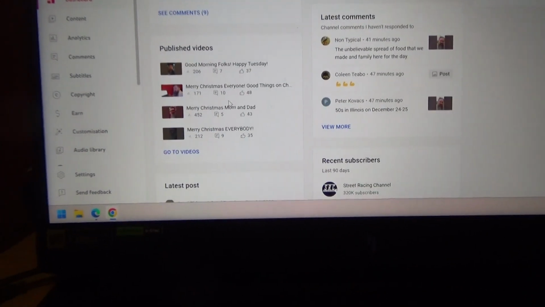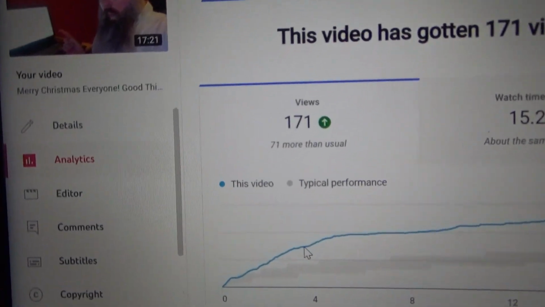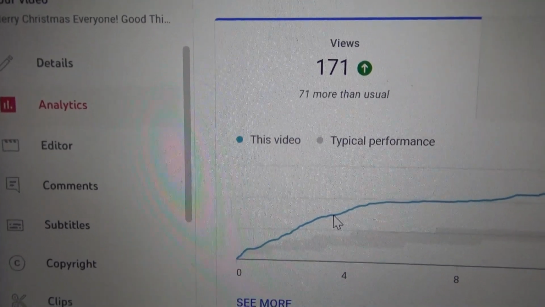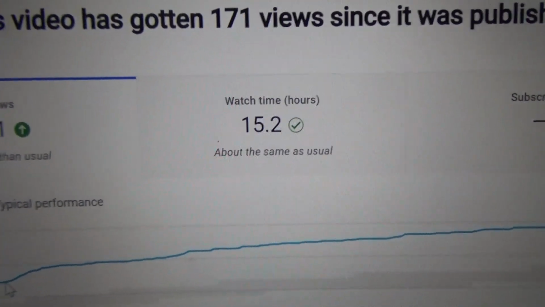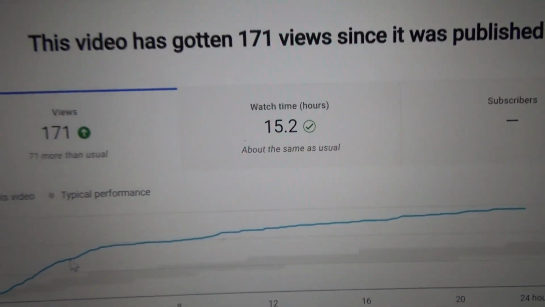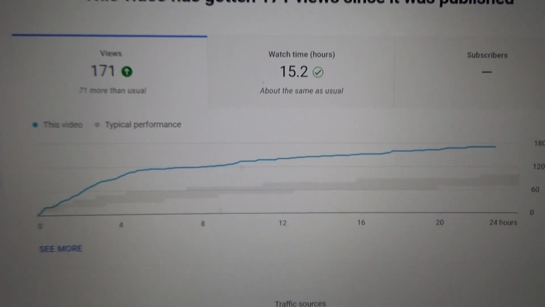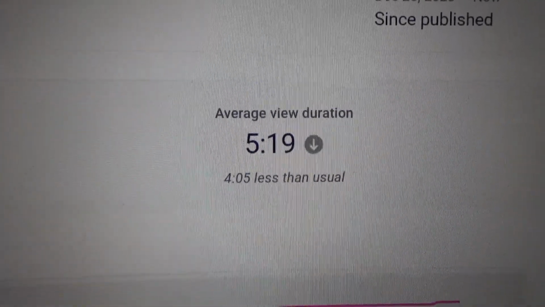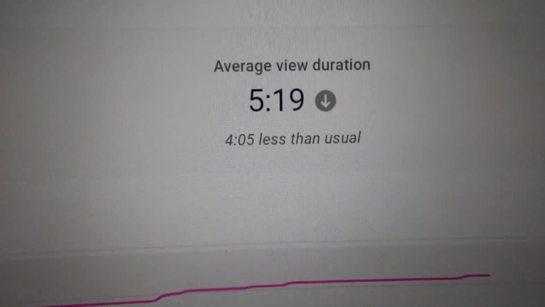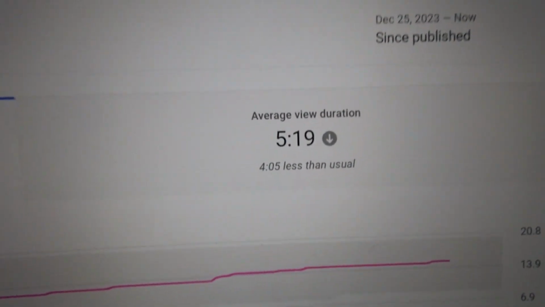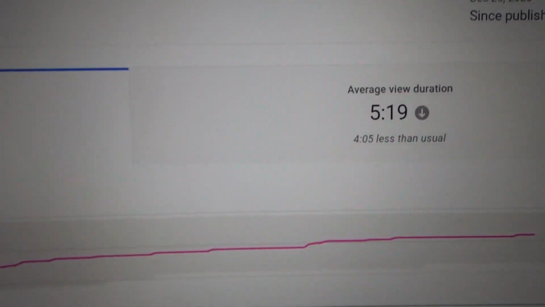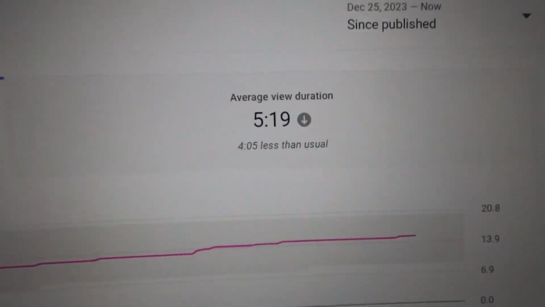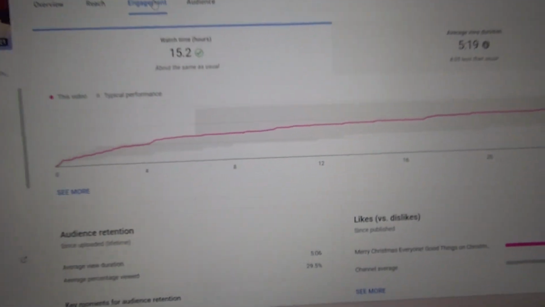If we go back here and look at the success of the last video, which was last night, it's got 171 views, which is above average, 71 more than usual. However, it has average view time. The reason for that is if we look at the engagement, average view duration is 5 minutes and 19 seconds, 4 minutes less than the average video view. So while we did get more views, they're watching less time, or you are watching less time, so it ended up averaging out to about the same thing.